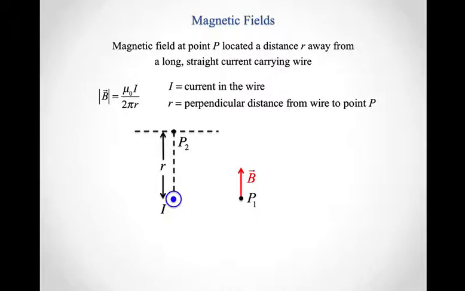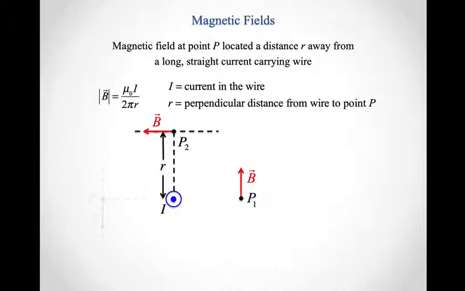I'm going to take my right hand, put my thumb in the direction of the current, point my fingers towards P2. What I notice now is that my palm is pushing to the left, and so I get a magnetic field vector that points to the left.